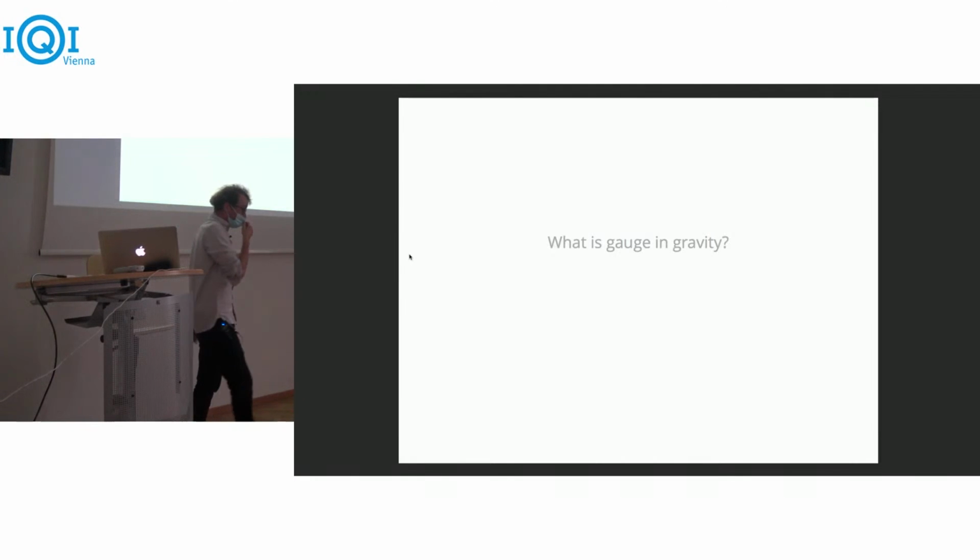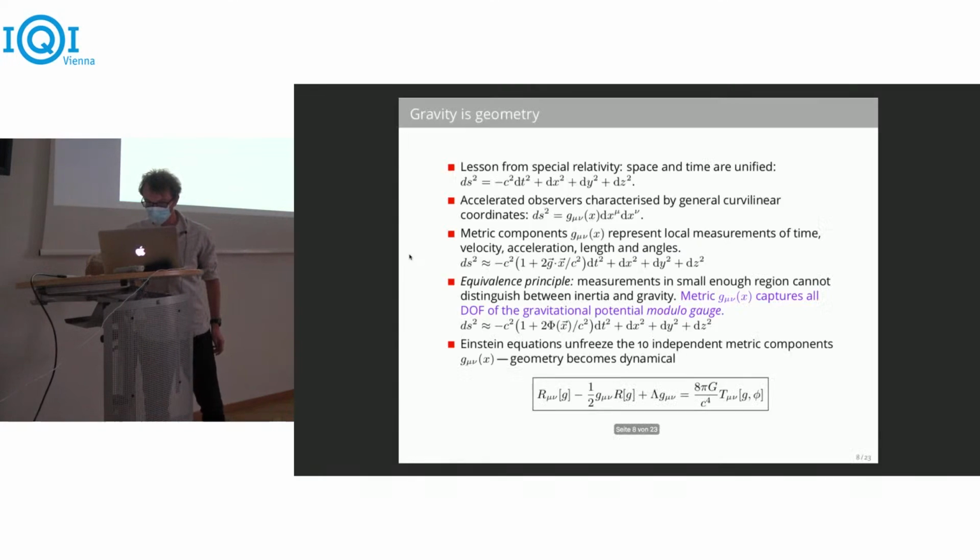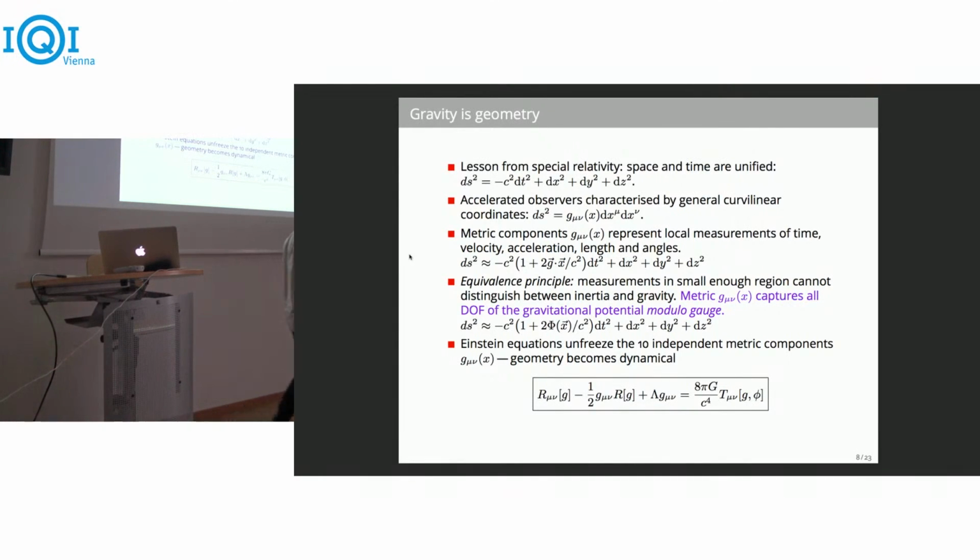So now we have an idea what gauge symmetries are generally, but what are now the gauge symmetries of the gravitational field? Now, to speak about the gravitational field means to speak about gravity. In special relativity, we know space and time are unified. This is the lesson of special relativity, and the geometry and causal structure of space-time is encoded into the line element, the metric.